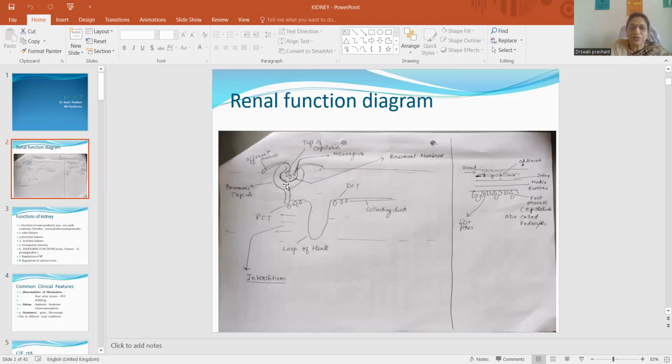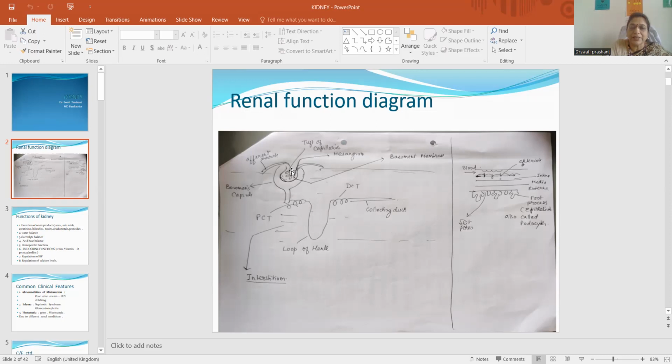So this is the nephron. This is the glomerulus. This is the afferent arteriole. The blood is coming from the afferent arteriole. This is the tuft of capillaries impinging into the glomerulus. This is the Bowman's capsule, and the urine gets filtered.